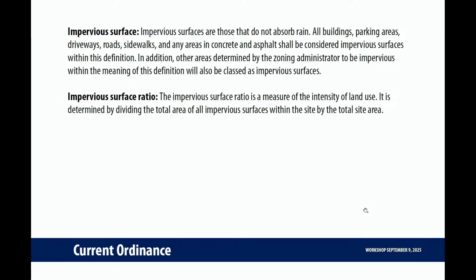The current ordinance defines impervious surfaces as those that do not absorb rain. All buildings, parking areas, driveways, roads, sidewalks, and any areas in concrete and asphalt shall be considered impervious surfaces within this definition. In addition, other areas determined by the zoning administrator to be impervious within the meaning of this definition will also be classed as impervious surfaces. Impervious surface ratio: the impervious surface ratio is a measure of the intensity of land use. It is determined by dividing the total area of all impervious surfaces within the site by the total site area.